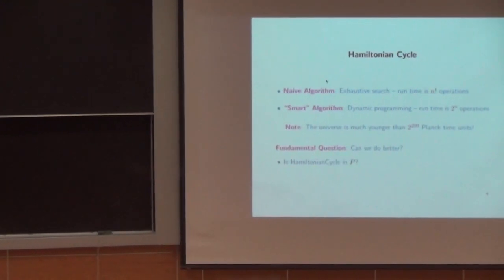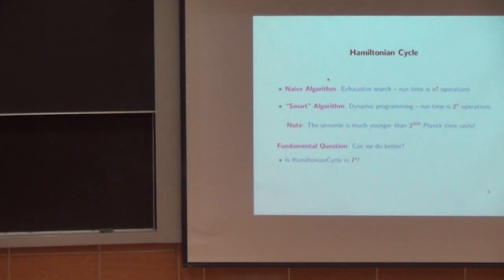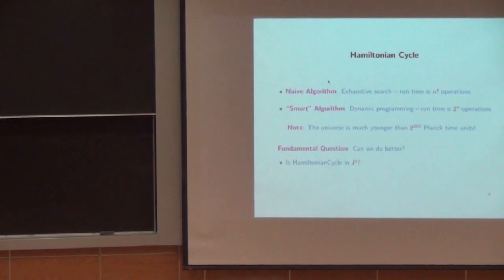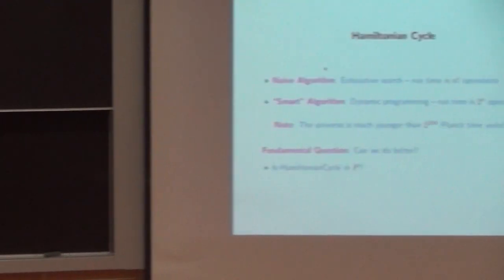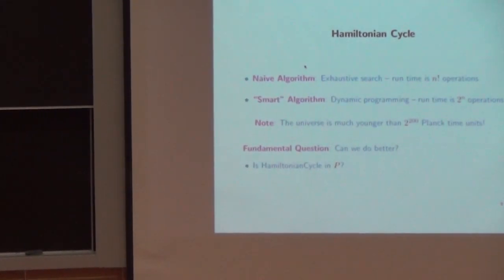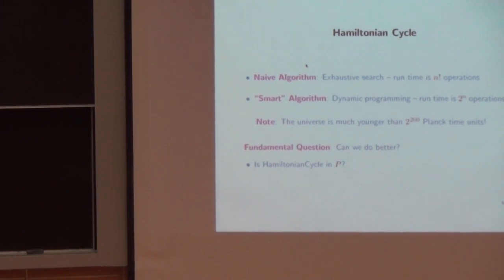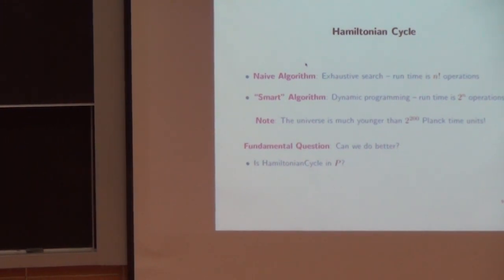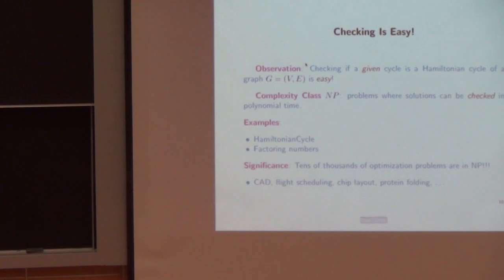And so the big question is, can we do better? Can we do it in polynomial time? That is the question, and in fact, there are many, this is just a sample problem. There are many problems which we only know how to solve exhaustively by trying all possibilities, but we don't know how to solve in polynomial time. Now, there is a key observation that was made in the early 70s, which is really a very intuitive observation.